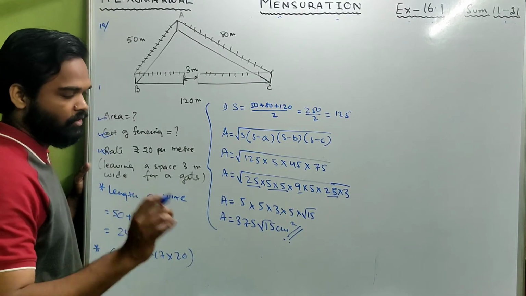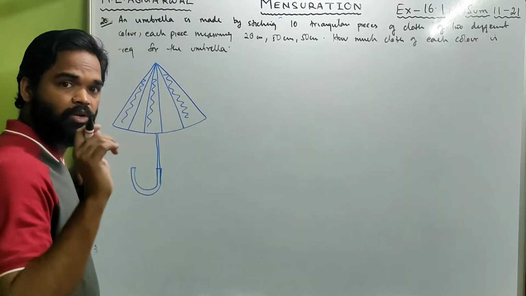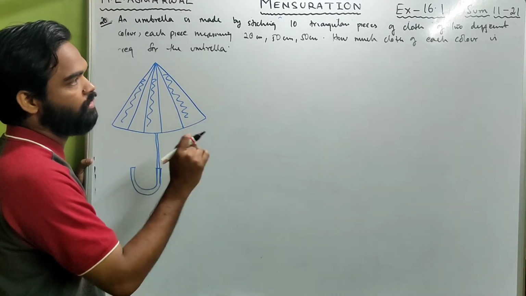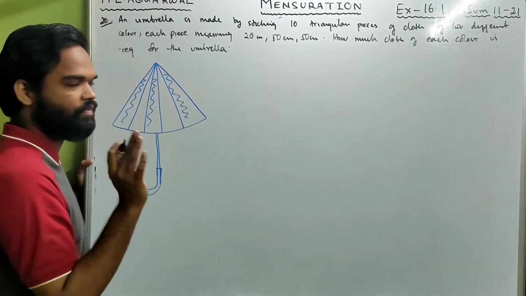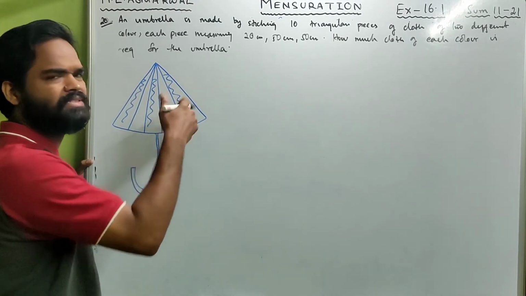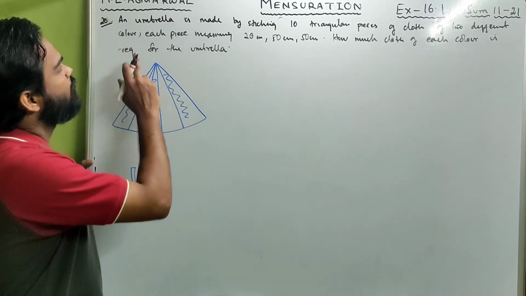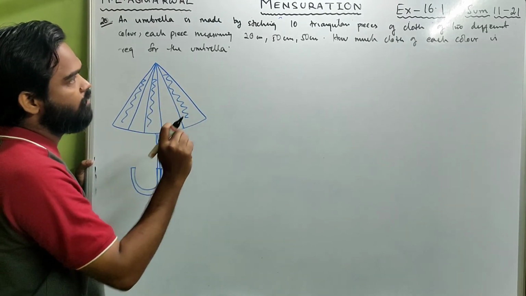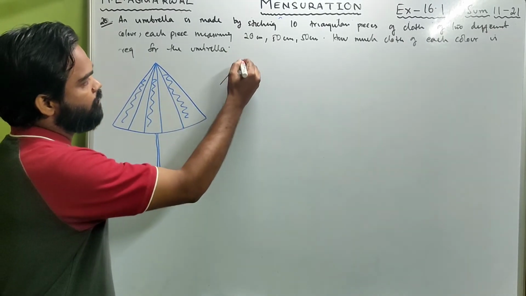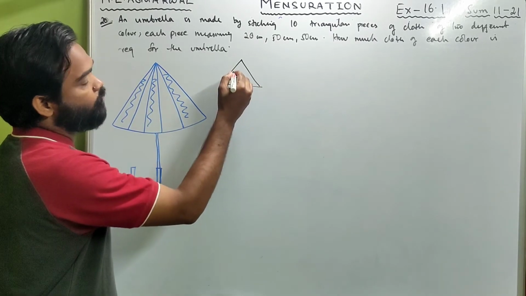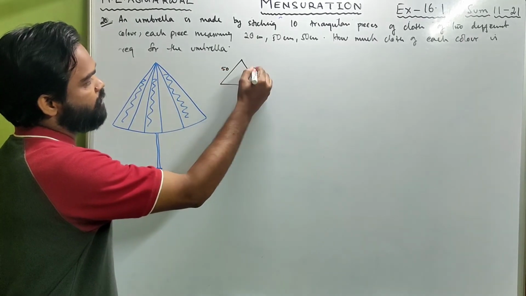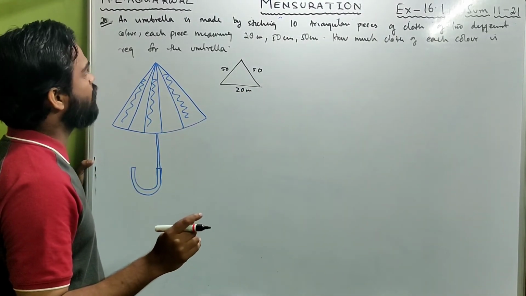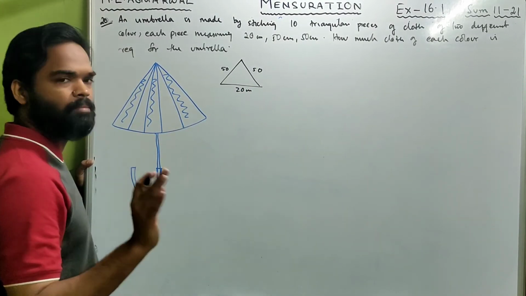Okay. Now let us look at the next sum. Now look at sum number 20. An umbrella is made by stitching 10 triangular pieces of cloth of 2 different colors. 1, 2, 3, 4, 5 on this side, 5 on that side, you can assume. Each piece is in the form of a triangle measuring 20, 50 and 50. So 50 centimeter and 20 centimeter. How much cloth of each color is required for the umbrella?